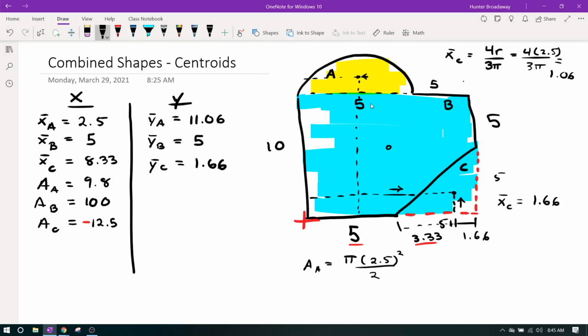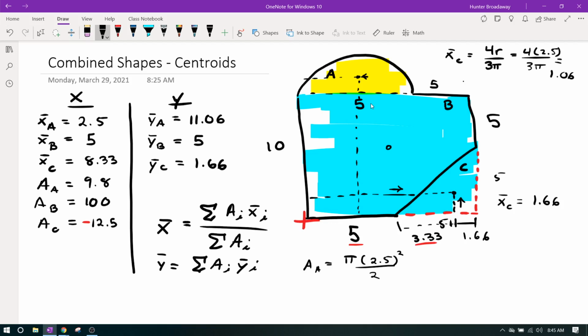So we need the formula for the centroid location. So the x bar of the centroid and the y bar of the centroid is going to be equal to the sum of the areas, A i, times x bar i, divided by the sum of the areas. And the exact same thing for y bar. The only difference is that you're using the y's instead of the x's. Remember, those i's are just reference points.